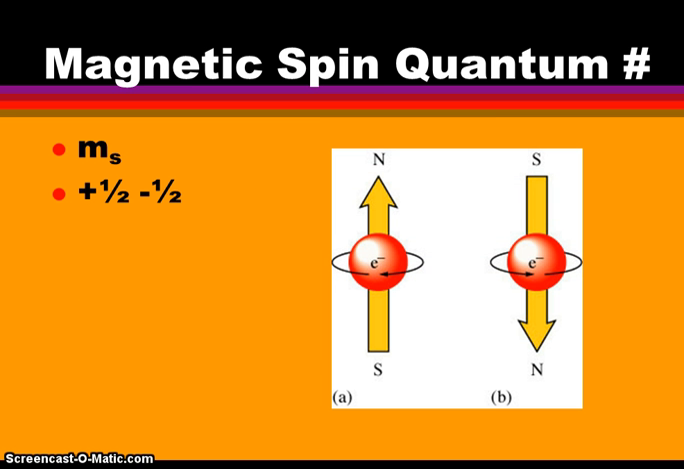So this leads us to our last quantum number, called our magnetic spin quantum number. It's designated with an m sub s, and the values we would use for this are +1/2 and -1/2. We're going to have our electrons spinning in the up or the down direction. If it's spinning up, we're going to designate it with an m sub s of +1/2. If it's spinning down, we're going to designate it with an m sub s of -1/2.